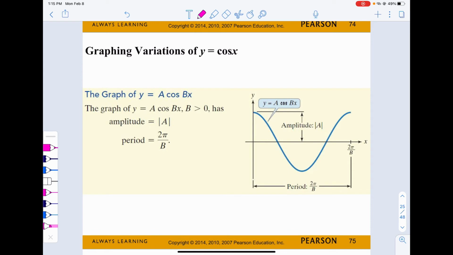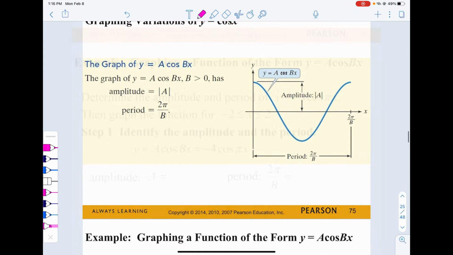So graphing some variations of y is equal to cosine of x. It says the graph of y equals a cosine of bx, where b is greater than 0, has an amplitude of the absolute value of a, just like our sine function. The number in the front tells us how high above the x-axis it goes and how far below the x-axis it goes. It has a period of 2 pi divided by b, just like we did with our sine function.